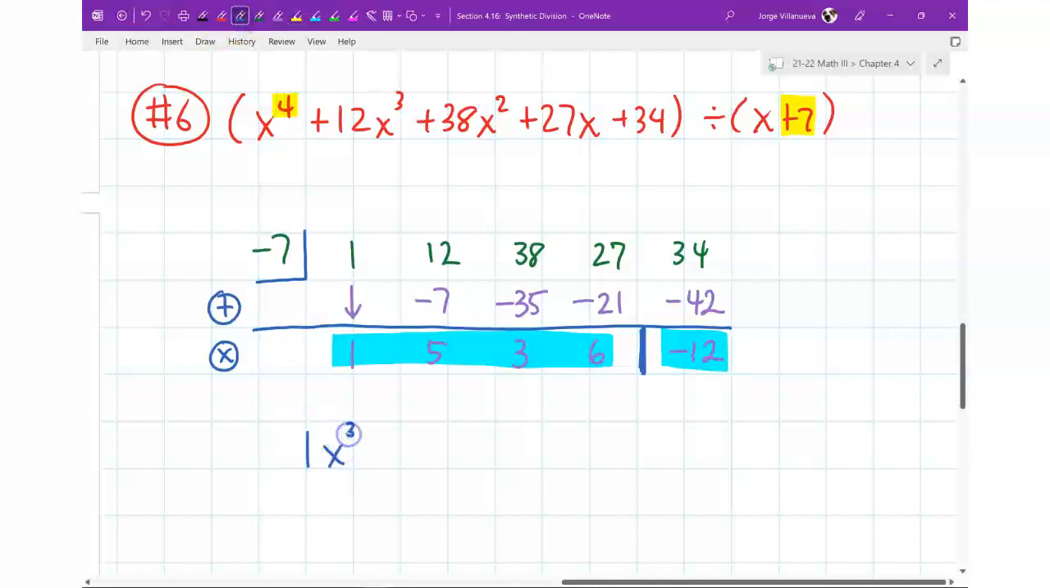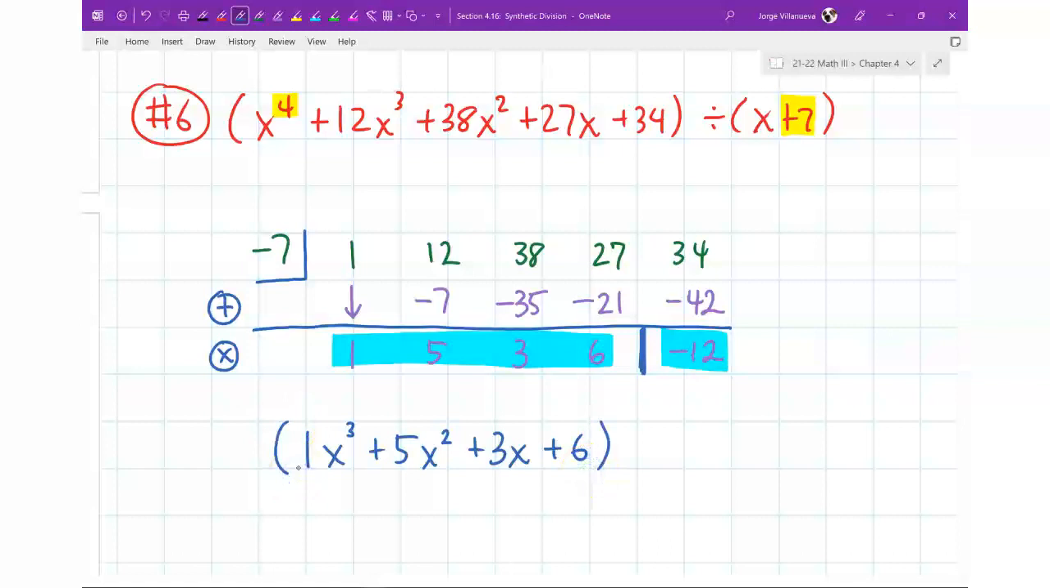1x to the third plus 5x squared plus 3x. You're just basically filling in all the x values. Plus 6. So there's my answer. Right? I just used all those coefficients and I put them in front of the x variables. And then my remainder is a negative 12 over x plus 7.